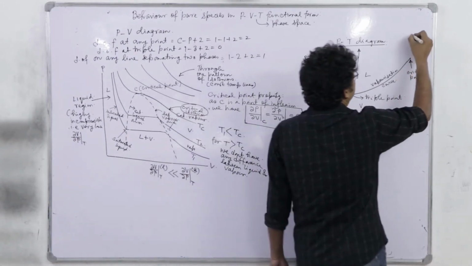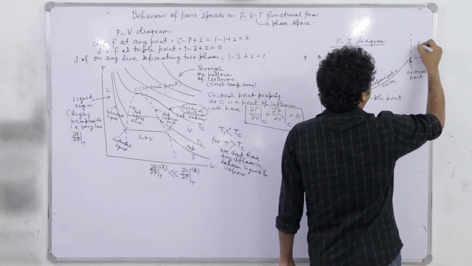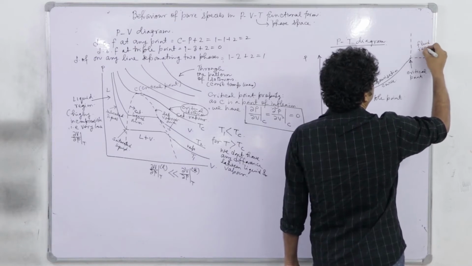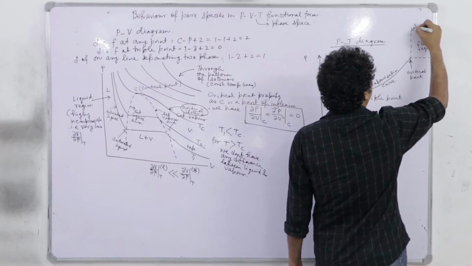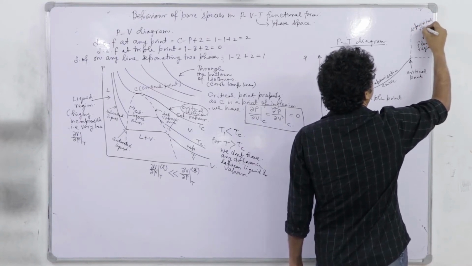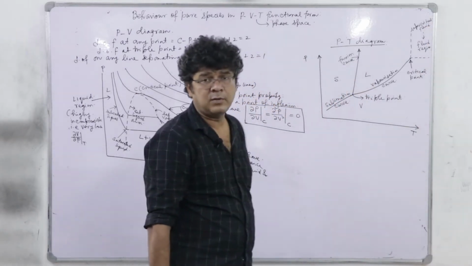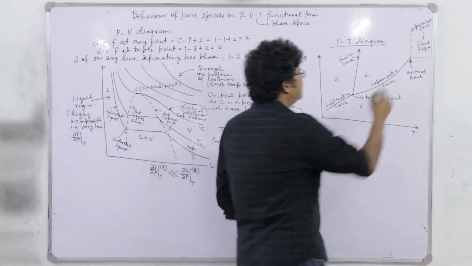Right? Now, above and over this critical point, we have the supercritical fluid, or alternatively called the fluid region. This is precisely the supercritical fluid. Right. Now, here we will try to understand the difference between vapor and gas.